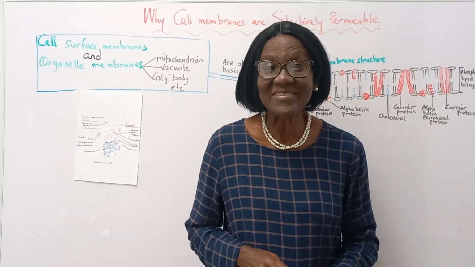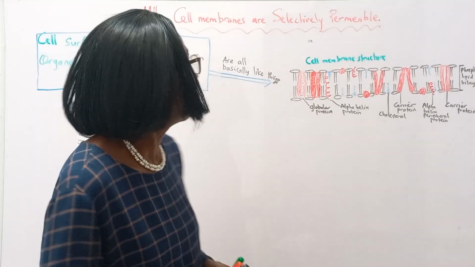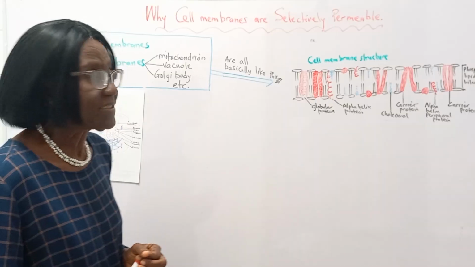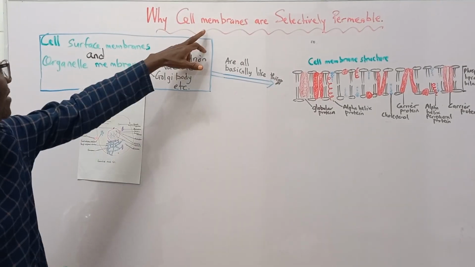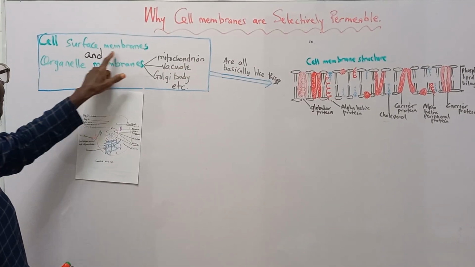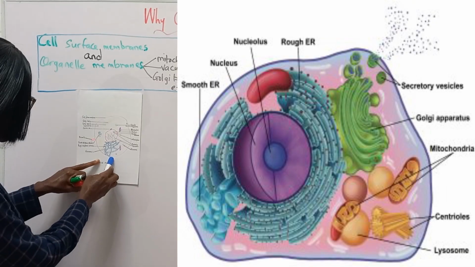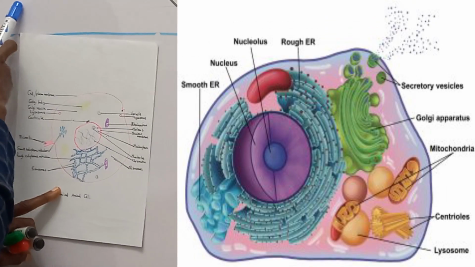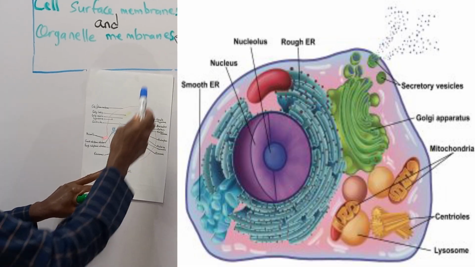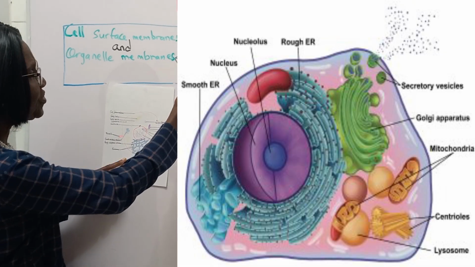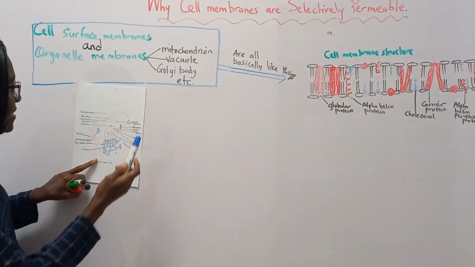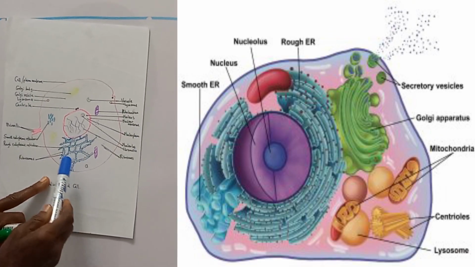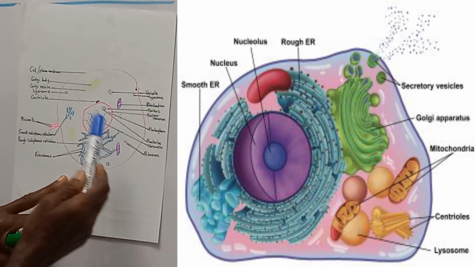Today we are discussing why cell membranes are selectively permeable. And when we talk about cell membranes, we look at the cell surface membrane, and we also look at organelle membranes. You have organelles like mitochondrion, vacuole, Golgi body, and the rest. Here we have a mitochondrion, you have a Golgi body, and vacuoles.